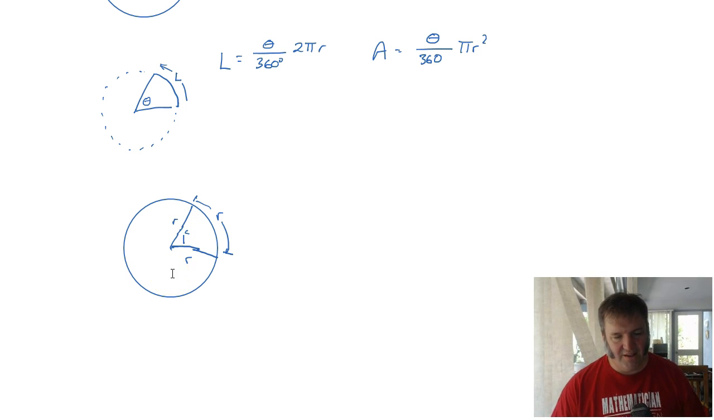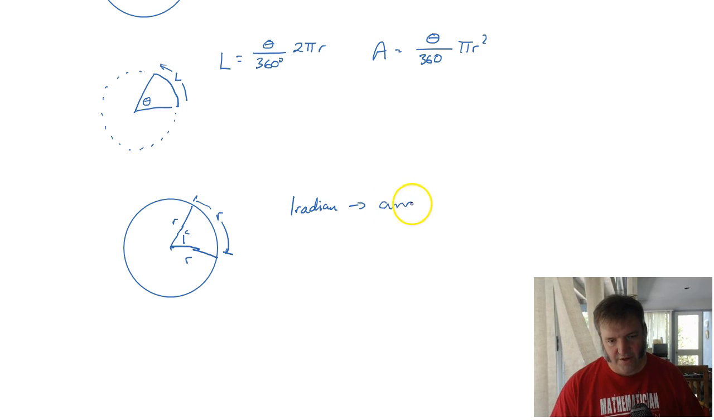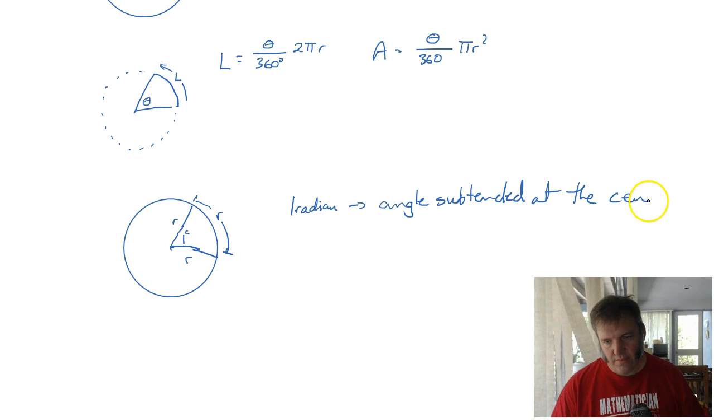Usually if we don't have anything there, we'll assume it's in radians. But 1 radian is the angle subtended at the center of a circle by an arc equal in length to the radius.